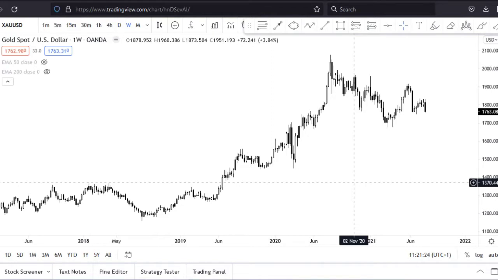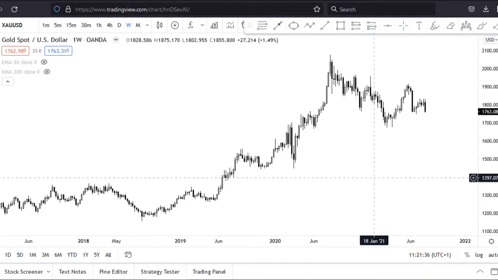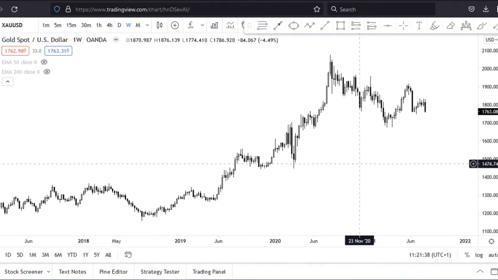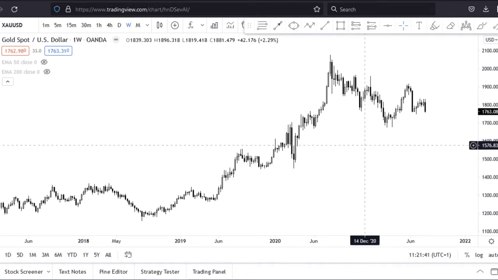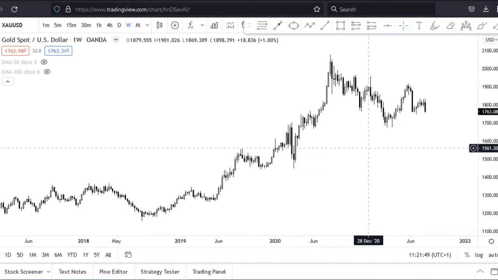Today I want to take us through my analysis for the upcoming week for the four major pairs as usual: gold, Euro USD, GBP USD, and GBP JPY. I will be doing an in-depth analysis for each of these pairs, starting from the weekly time frame down to the 4-hour time frame where I normally take my entry.